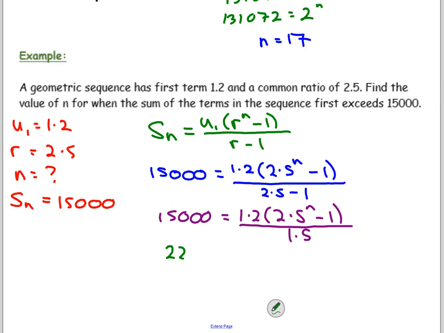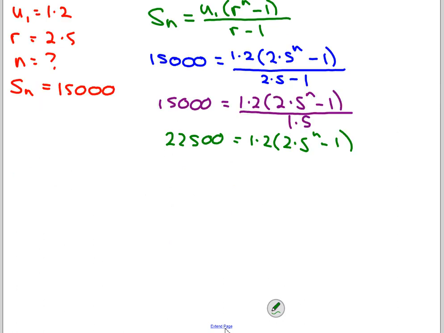22,500 equals 1.2. Also divide off the 1.2. All sorts of things you can do. That number divided by 1.2 is 18,750. You could add 1. Anyone was adding 1?